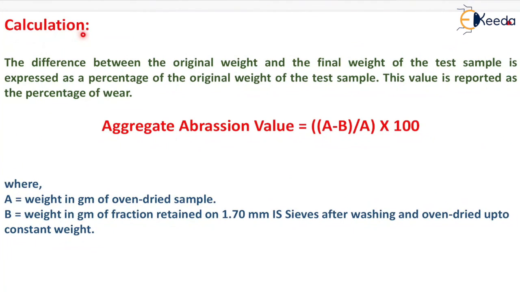Now the calculation of abrasion test. The difference between the original weight and the final weight of the test sample is expressed as a percentage of the original weight of the test sample. This value is reported as the percentage of wear. Now aggregate abrasion value can be determined as (A minus B) divided by A into 100, where A is the weight in gram of oven dried sample and B is the weight in gram of fraction retained on 1.70 mm IS sieves after washing and oven dried up to constant weight.